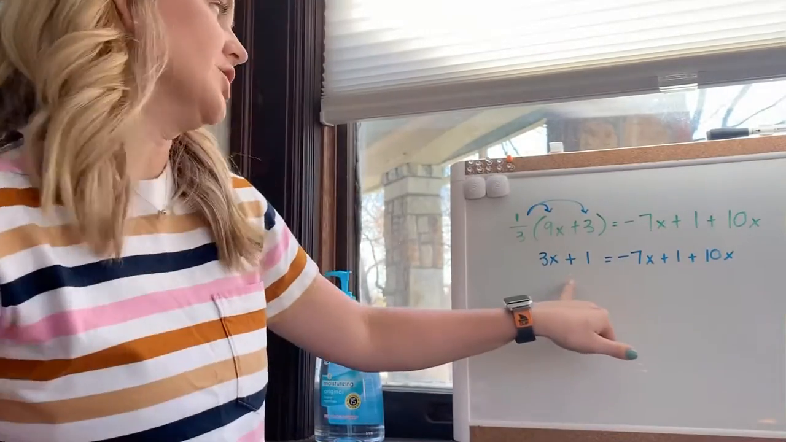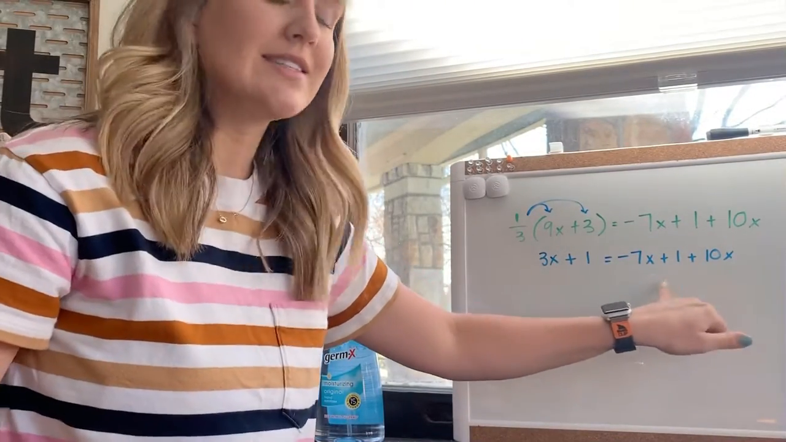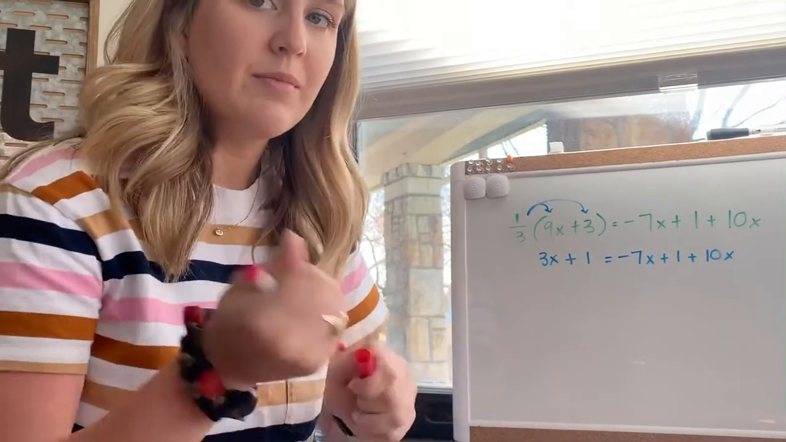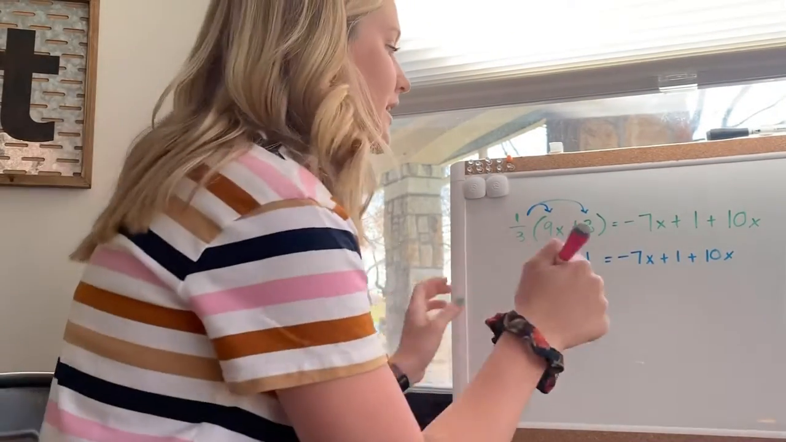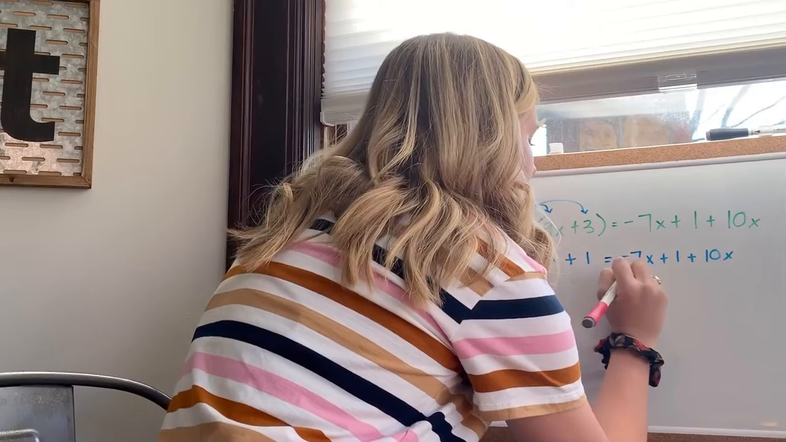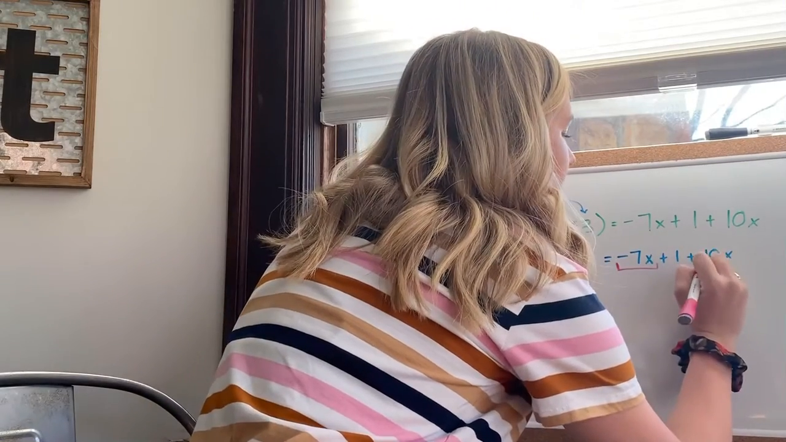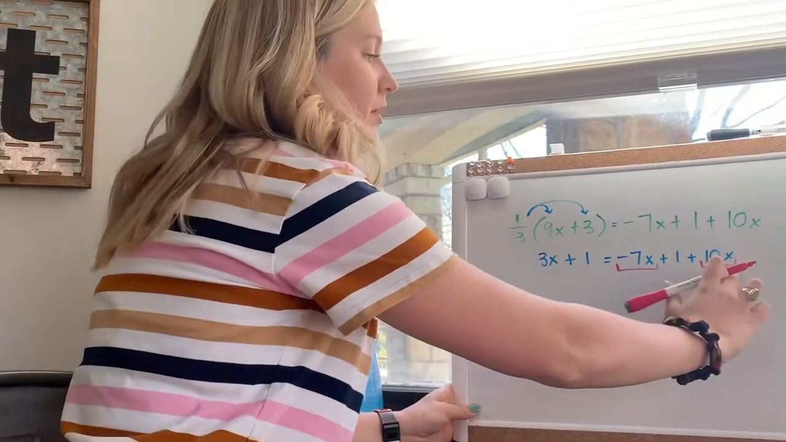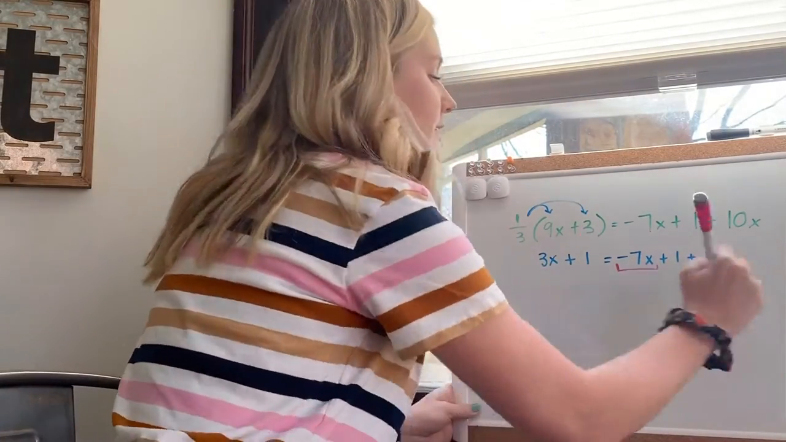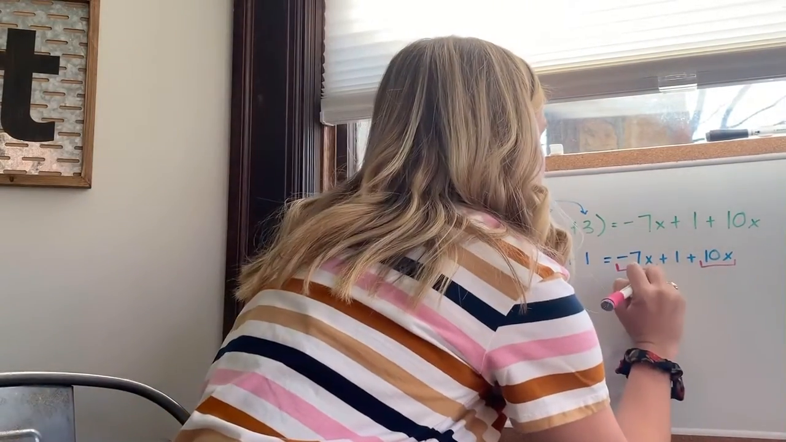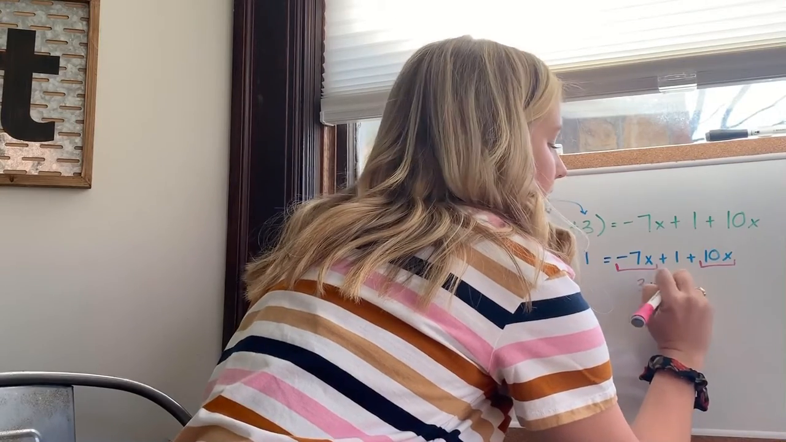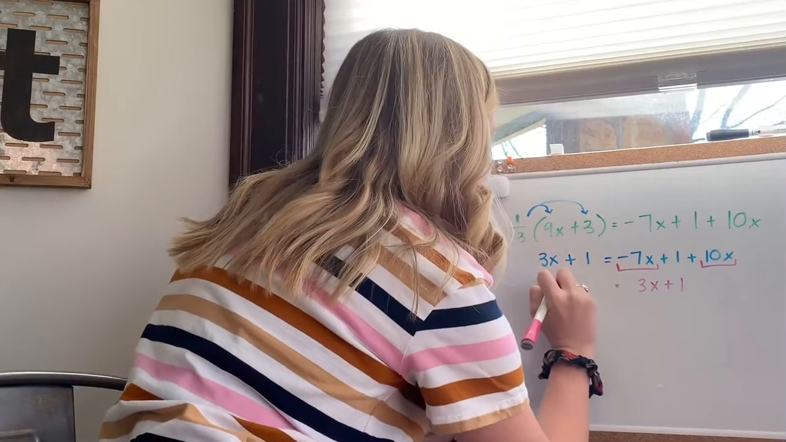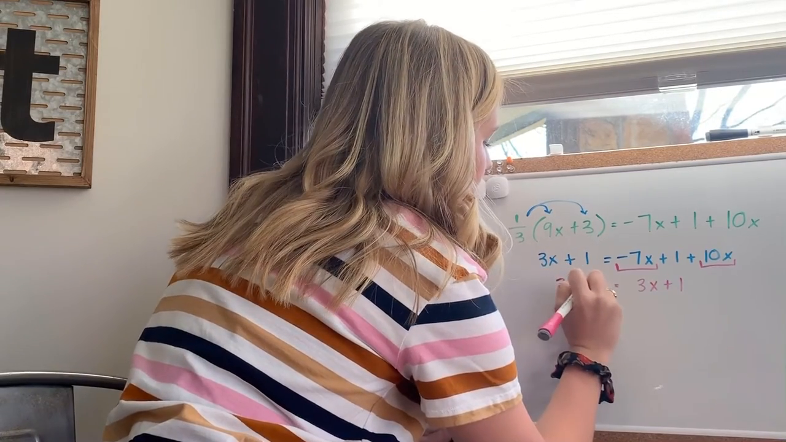Now that I've done all the distribution, I need to check the other side and see if it's simplified. I notice that this one is not simplified because I still have some values that I can combine. I can combine my like terms that are on the same side of the equal sign. I've got negative 7x plus 10x. Negative 7 plus 10 is positive 3x plus 1. So now I've got 3x plus 1 is equal to 3x plus 1.